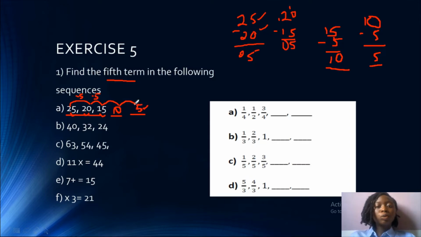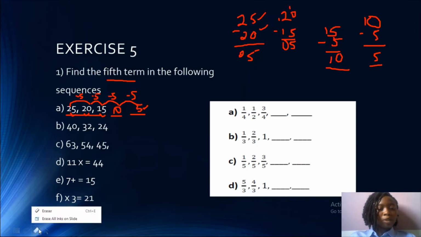Using rule -5, okay, so this means that at every point in time they deducted 5. So 25 minus 5 will give us 20. 20 minus 5 will also give us 15. 15 minus 5 will give us 10. 10 minus 5 will give us 5. So that's it for A. Now let's go to B. Let me just wipe this off.